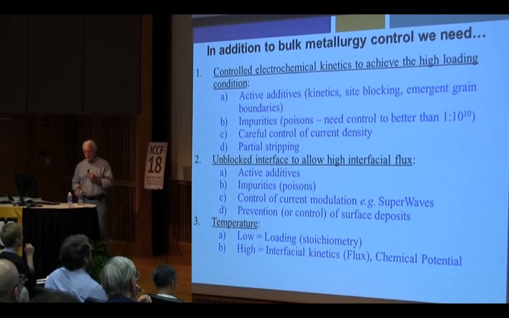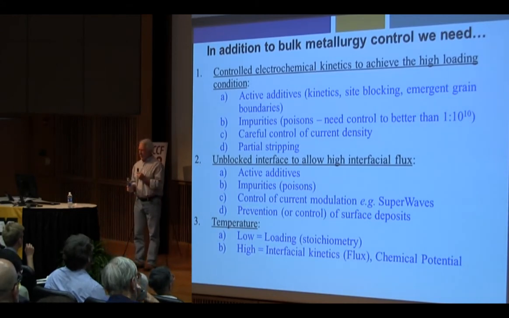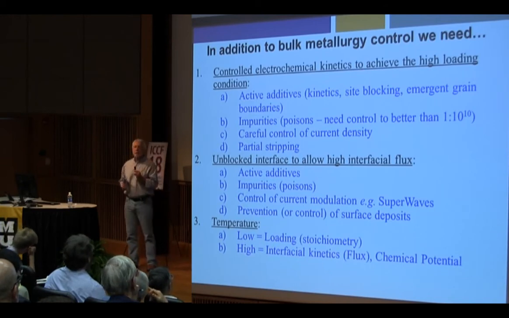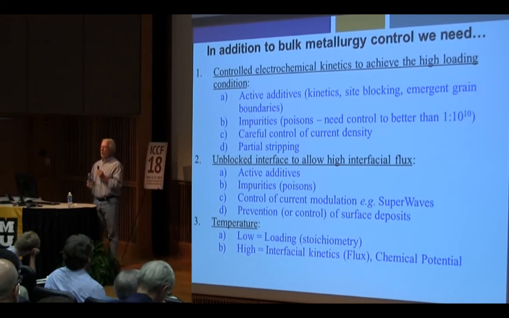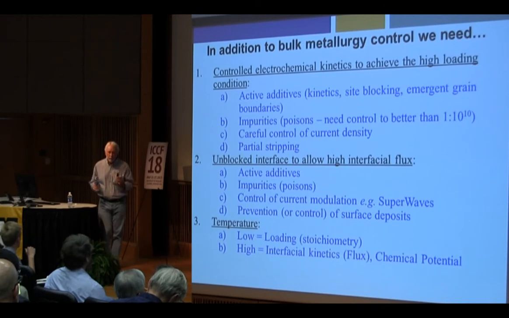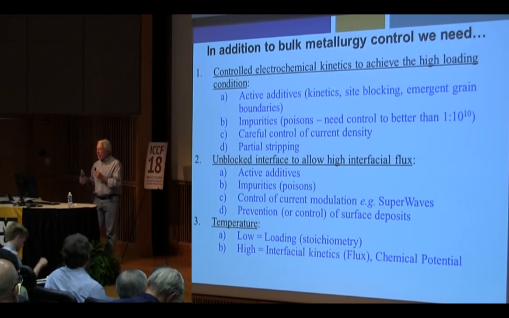Emergent grain boundaries are a problem. We found very early in this business that two elements only improved the loading, aluminium and silicon. These go to the grain boundaries and block the emergence of carefully loaded deuterium, which finds its way to the grain boundaries and comes out down that grain boundary river. Poisons.